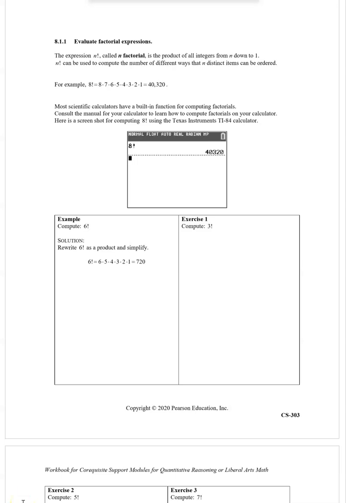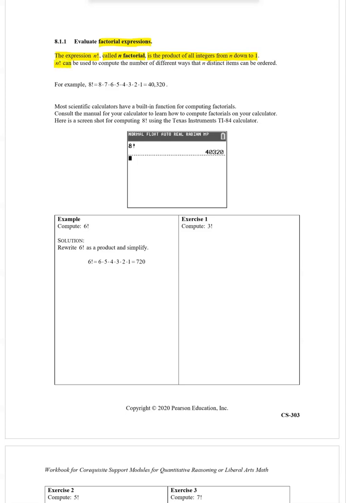Hey guys, we're going to talk about factorials today. They're super fun, I think. The expression n with an exclamation point after it is called n factorial. That's how you say that. This is the product of all integers from n down to 1.